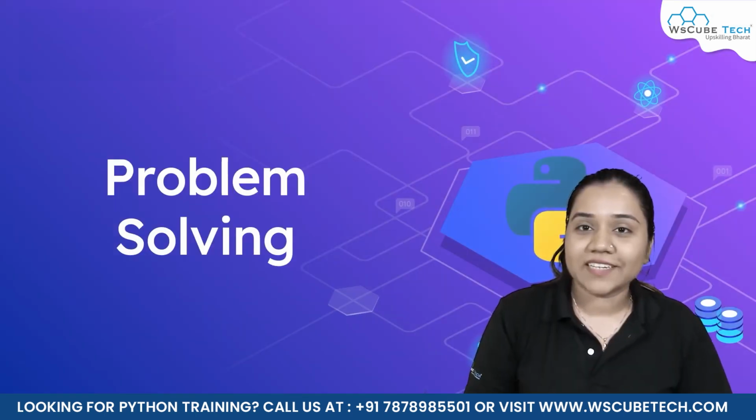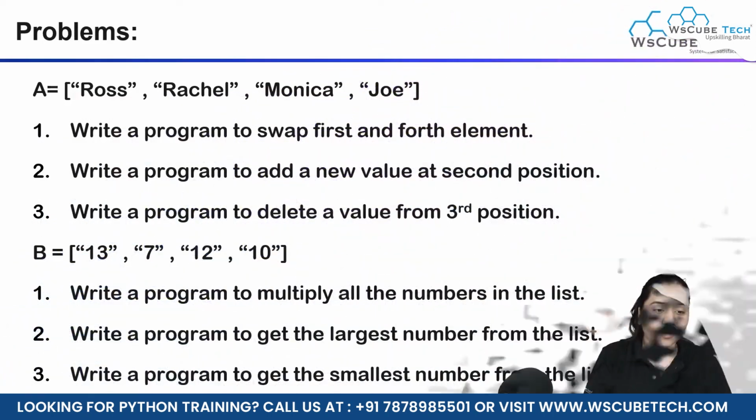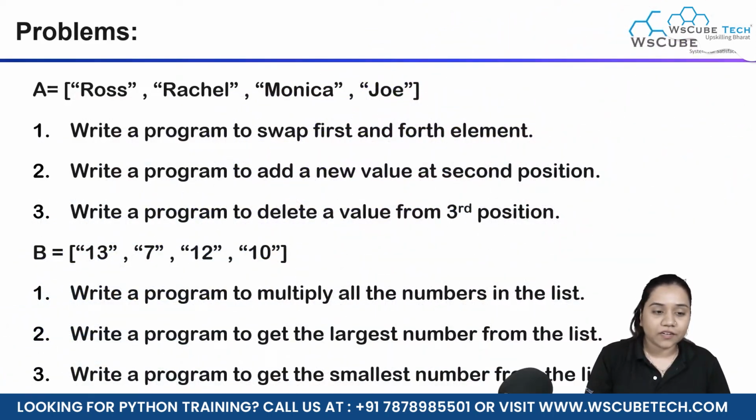So let's get started. Let's see what questions we have in front of us. We have a list A, and inside it some names are written. Our first question says to write a program to swap the first and the fourth element. All you need to do is replace the first element with the fourth element and replace the fourth element with the first element from this list.